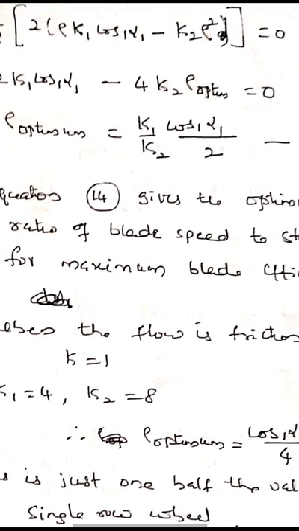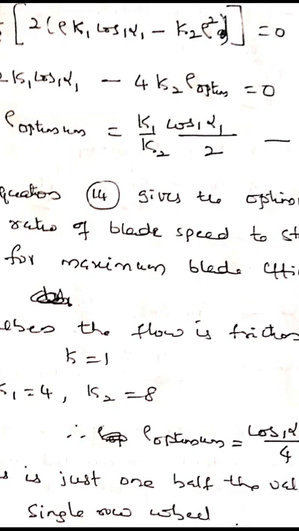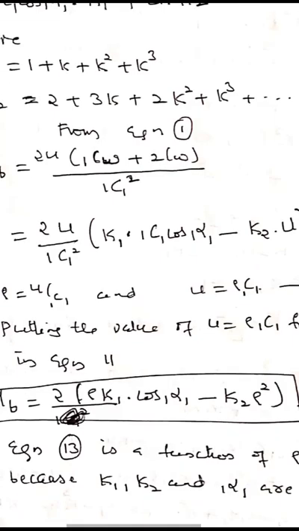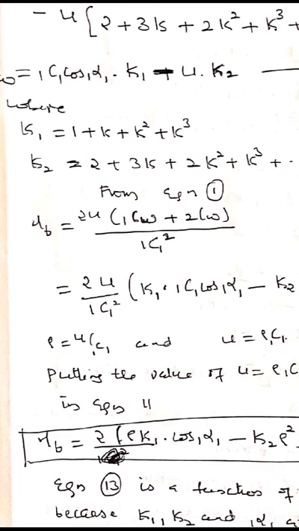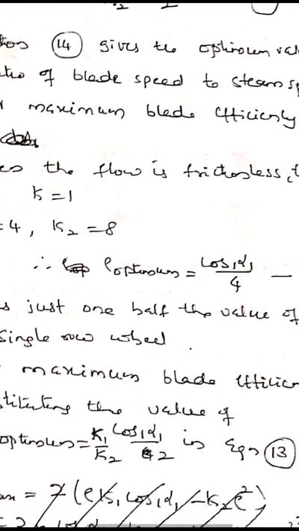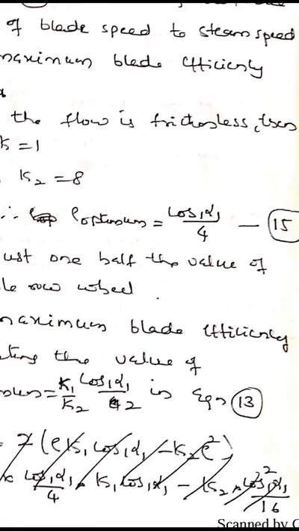If the blades are frictionless, then there is no loss due to friction while flowing through the blades, so K equal to 1. Putting K equal to 1, we will get the value of K1 equal to 4 and K2 equal to 8. Substituting K1 equal to 4 and K2 equal to 8, we will get rho optimum equal to cos alpha 1 by 4. Equation 15. Equation 15 gives the optimum value of blade speed to steam velocity ratio for which the efficiency is maximum.